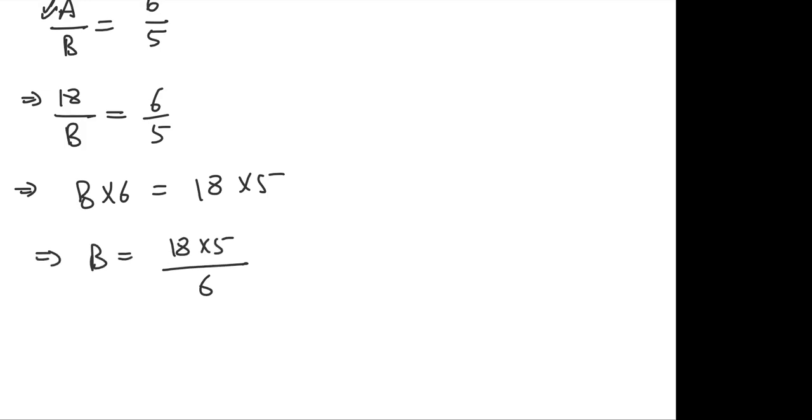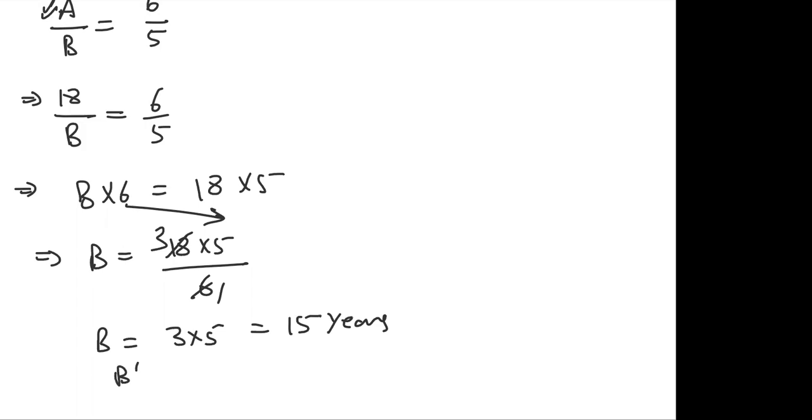So cross multiply. B into 6 is equal to 18 into 5. So B is equal to 18 into 5 upon 6, because you will send this 6 there in the divide. So 6 ones are 6, 6 threes are 18. So B is equal to 3 into 5. 3 fives are 15. So the age of B is equal to 15 years.